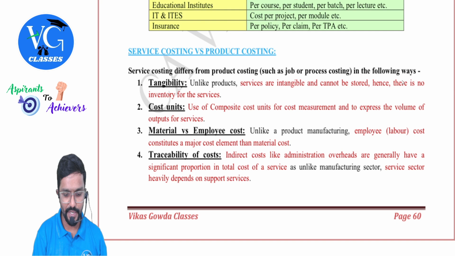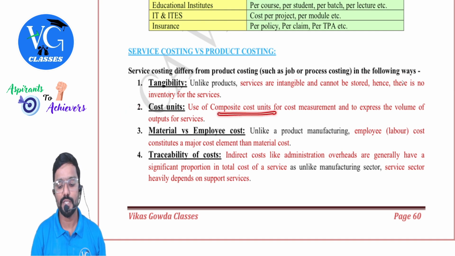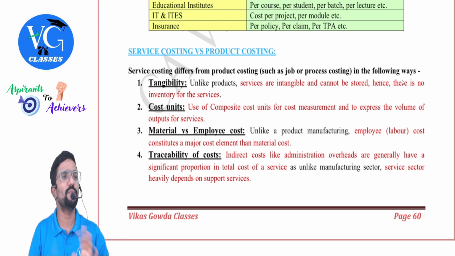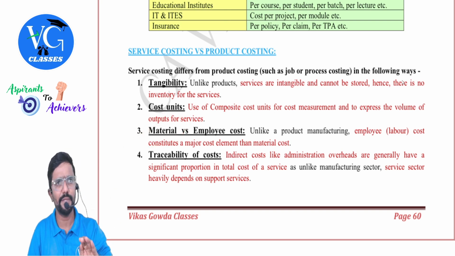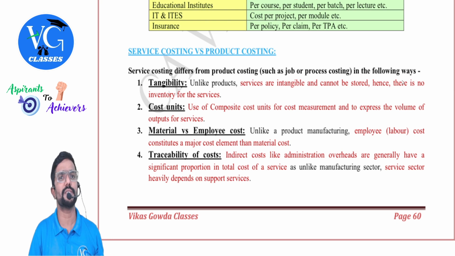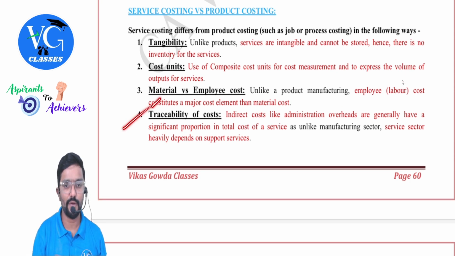Then coming to cost unit. A composite cost unit we can normally use for service, whereas for goods, we normally use output as a cost unit, like cost per unit. Correct? That is with respect to product. Then material and employee cost. For manufacturing, material will be the major cost, labor would be there. But when it comes to service, sir, it is more of employee cost. Then coming to traceability of cost.